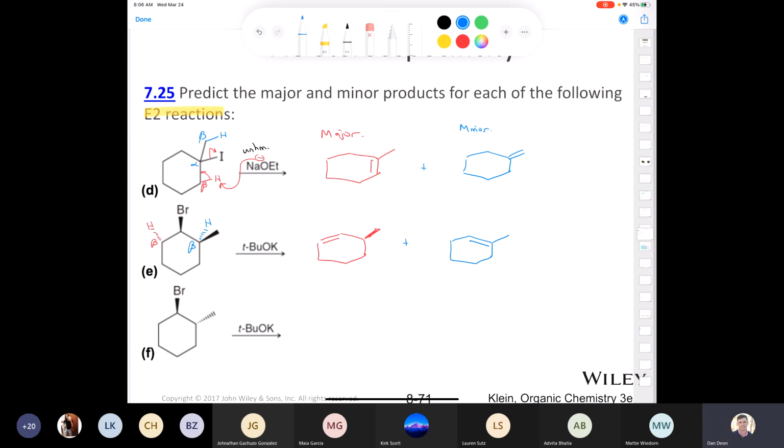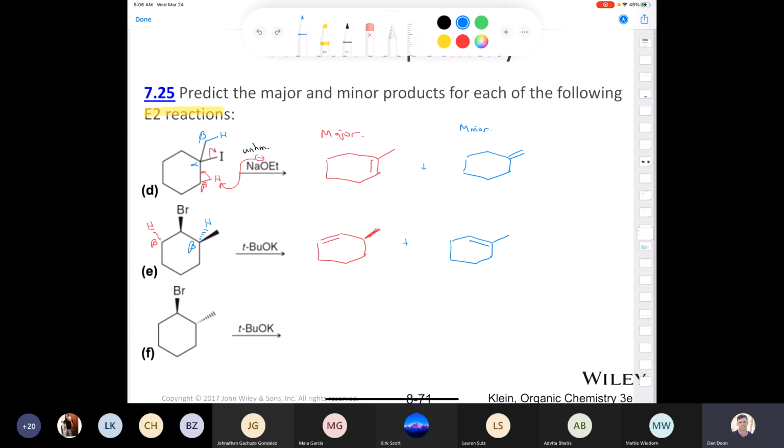Well, if we look at the substitution of these, you can see that this one is more substituted, right? This is a tri-substituted alkene, whereas this one here is only a di-substituted alkene. So I would presume that the one in blue is going to be the major product in this case.